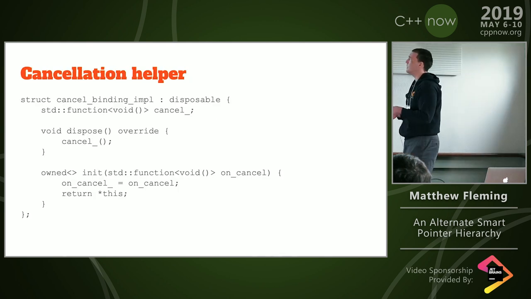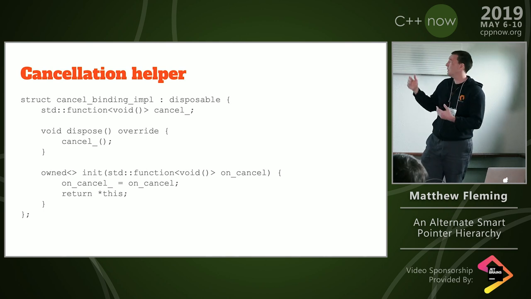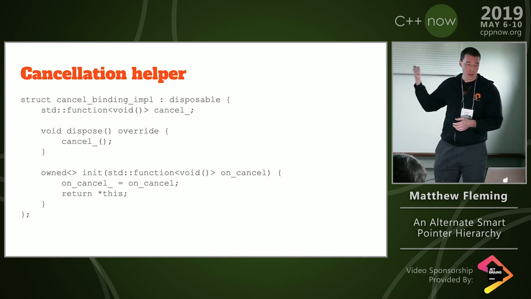I'm going to hand wave through a little bit of this stuff too. I can make this underlying type called cancel binding. You just give it a function that you want to run when somebody calls cancel. It looks like a disposable.